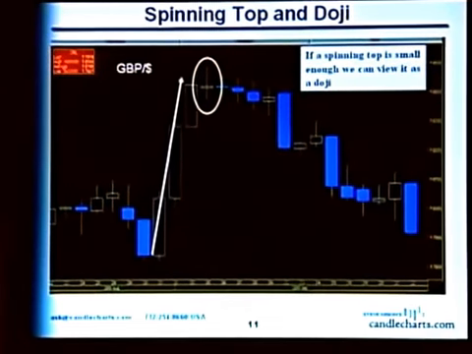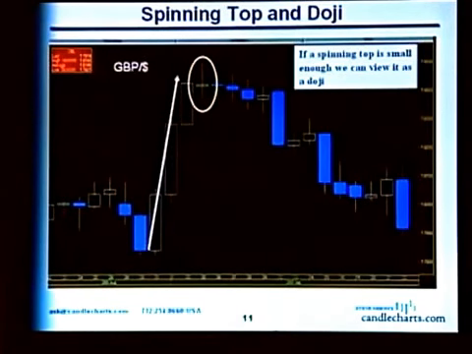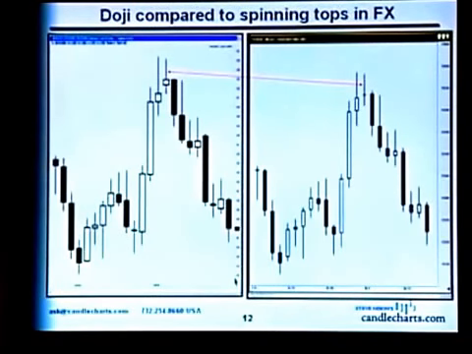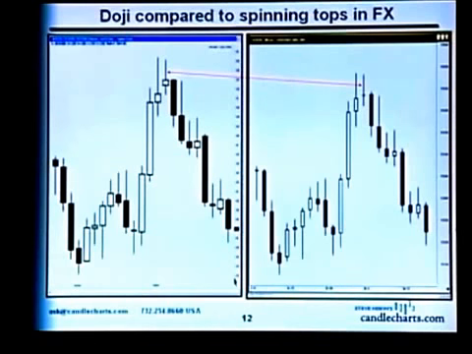Now here we have a spinning top, and this brings us to the question about different data vendors. Okay. This is the same data. This is the euro, I believe. And two data vendors. And you can see one is a spinning top and one is a doji. So I would not be too exacting on saying, okay, this is a spinning top and this is a doji. I would view them the same way as long as the real body is very small.